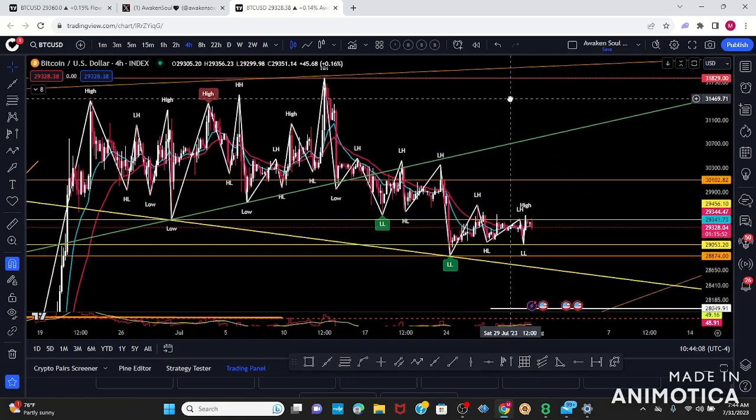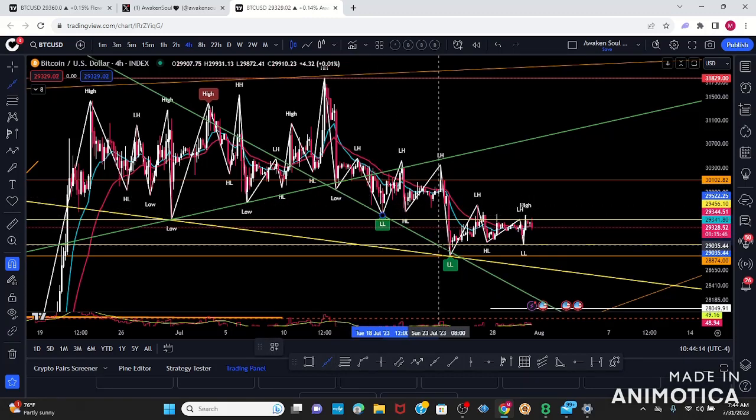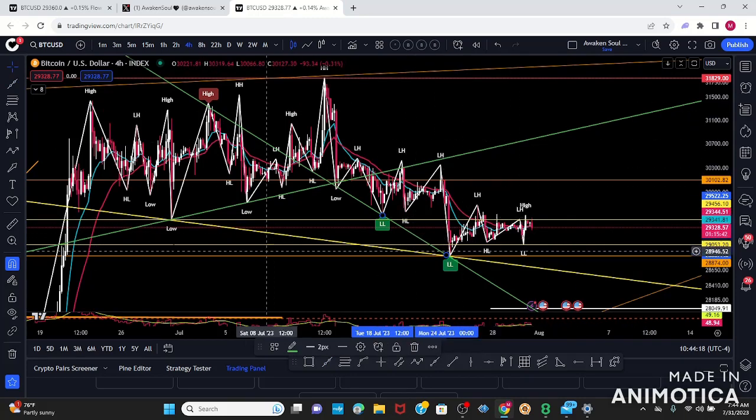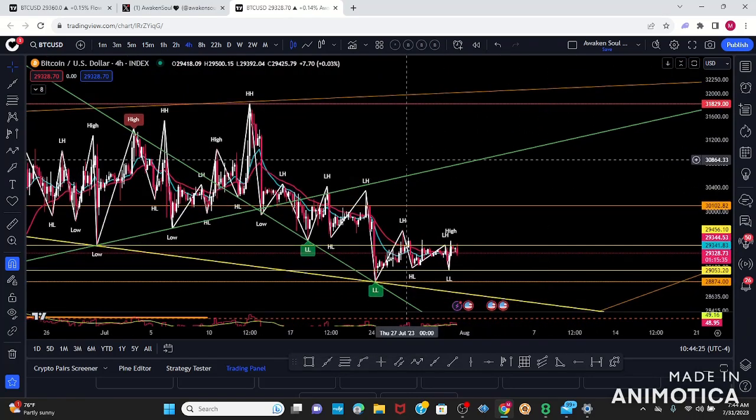So right here on my 4 hours, I'm just connecting some trend lines because again, this is my contraction phase. I know this was gone. We came back, we red tested. We're here.